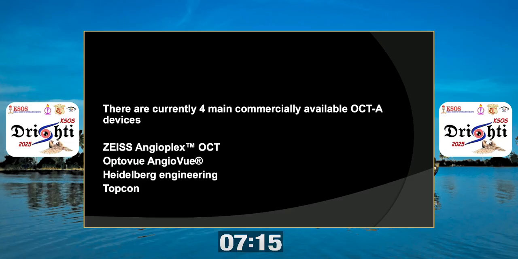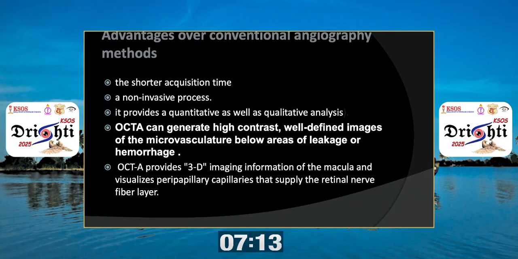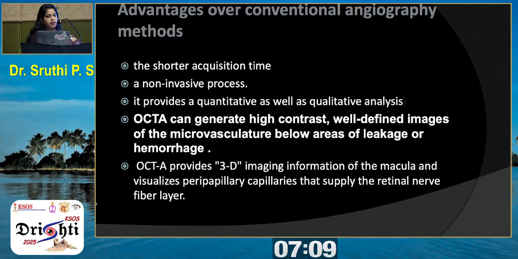Different machines are available, and this is why we order OCTA more rather than FFA. It has a shorter acquisition time. It's a non-invasive procedure, and it will provide both quantitative as well as qualitative analysis.